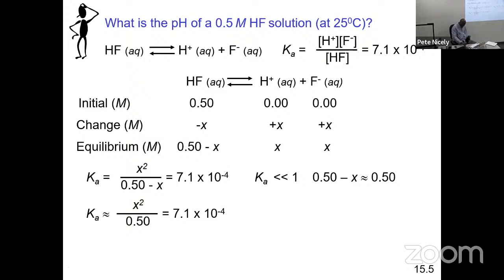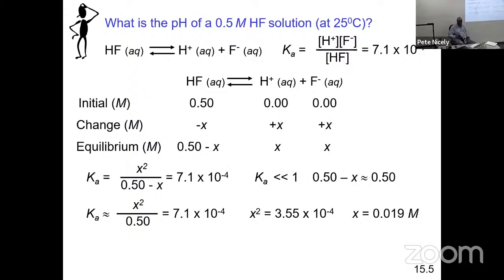And once you do that, you're going to get X squared, which would be the product of 0.5 times 7.1 times 10 to the minus 4. That gives you 3.5 times 10 to the minus 4. And then you find the square root of that, and that will give you X.